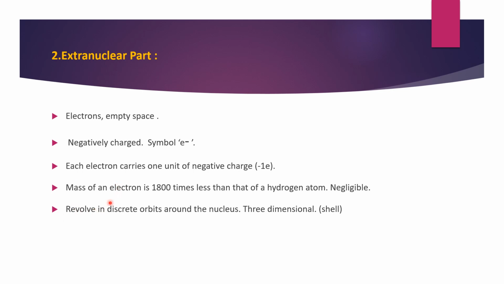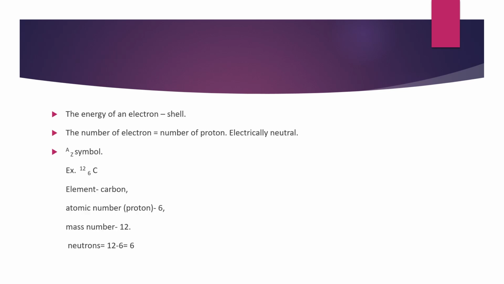And what is their position? Even though they are in the extranuclear part, other than the nuclear part, they revolve in discrete orbits around the nucleus. The word orbits came from which model? Bohr's stable orbit model, right? The orbit concept was given by the scientist Bohr. So yes, they revolve in orbits, predefined paths, and even though the diagram I have shown you is two-dimensional, in reality these shells or orbits are three-dimensional. Point to be noted.